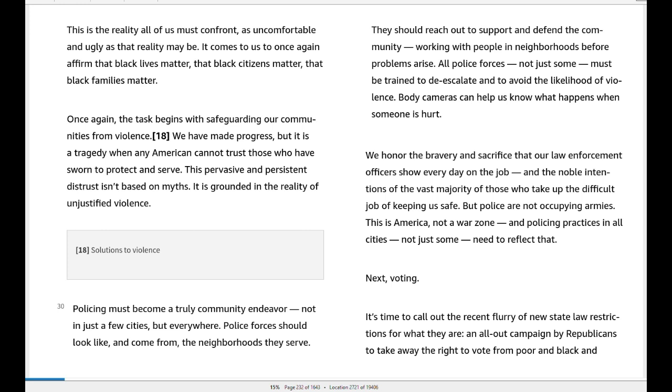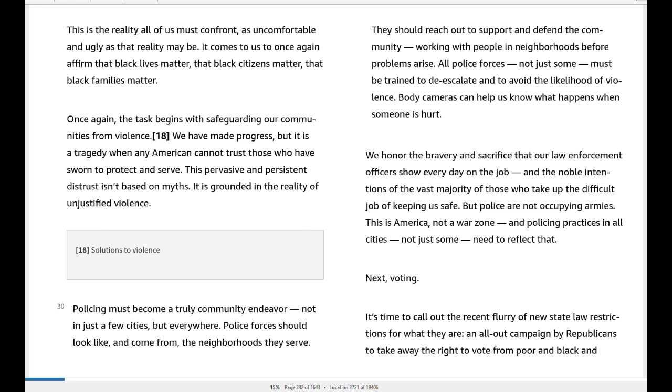Policing must become a truly community endeavor, not just a few cities, but everywhere. Police forces should look like and come from the neighborhoods they serve. They should reach out to support and defend the community, working with people in neighborhoods before problems arise. All police forces, not just some, must be trained to de-escalate and to avoid the likelihood of violence. Body cameras can help us know what happens when someone is hurt.